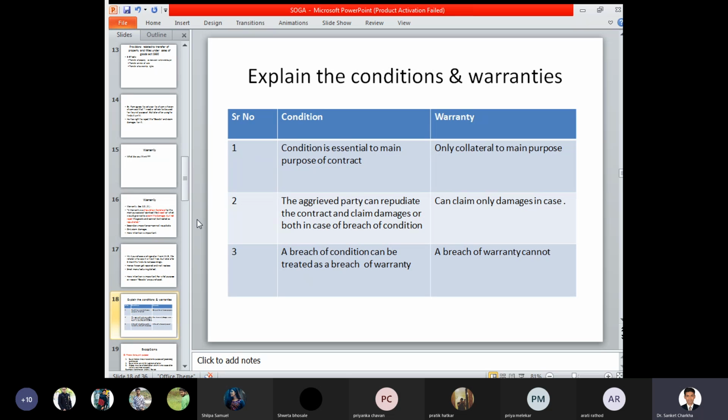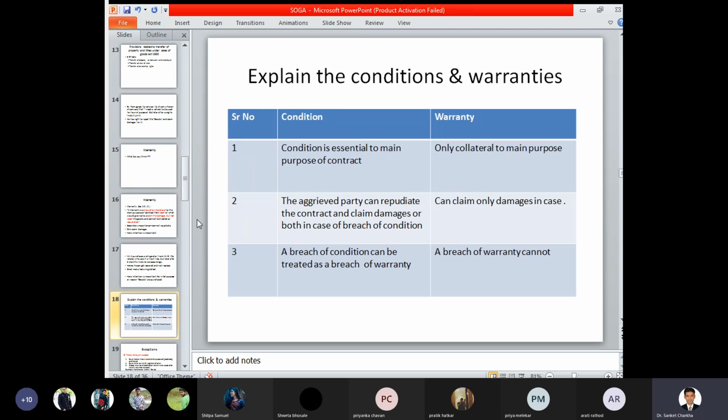In case of breach, damages and compensation both can be claimed by a person under the purview of condition, and in case of warranty, only damages can be claimed. No compensation or change in the actual physical product can be made whenever it is required.